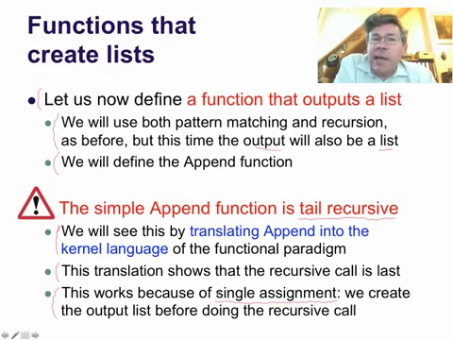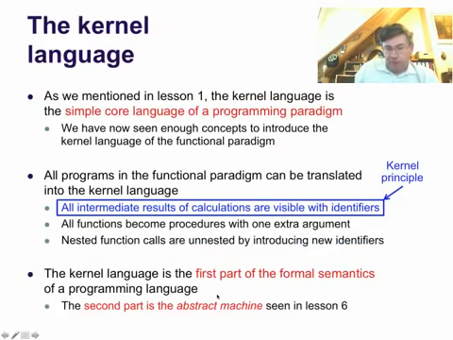Remember, single assignment seemed like a handicap when we first introduced it, but now we will start getting dividends from the price we paid up front. So the first dividend we will get is that simple list functions will be tail recursive. But that's not the main dividend. The main dividend will come when we introduce deterministic data flow, but that will be done later.